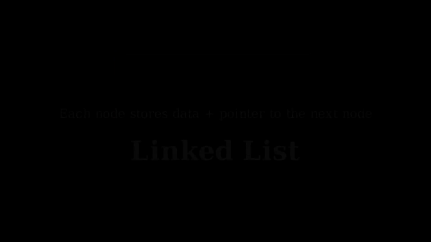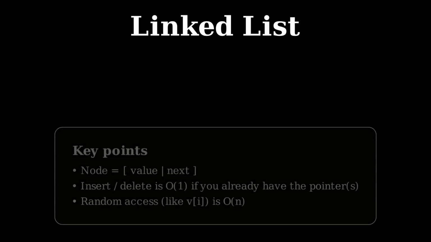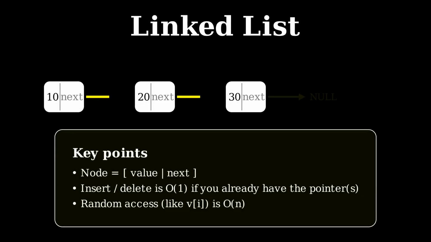Finally, a linked list stores elements in nodes, and each node contains the data and a pointer to the next node. Unlike vectors or arrays, linked lists do not store elements contiguously. This means insertion and deletion are very efficient with the time complexity of O(1). This is because no shifting of elements is required. Additionally, access costs differ depending on whether we use the index or the pointer to that node.